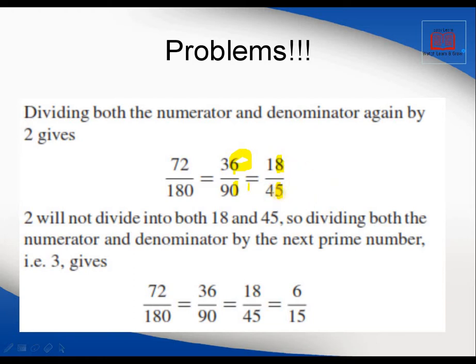This number can also be divided by 3. For example, 4 plus 5 is equal to 9. 9 can be divided by 3. It means 45 also goes by 3. So after dividing by 3, the answer is 6 over 15. You can see that 6 can be divided further by 3, and 15 too. 1 plus 5, the answer is 6, meaning if 6 goes by 3, then 15 also goes.